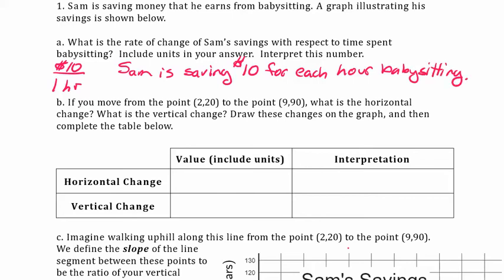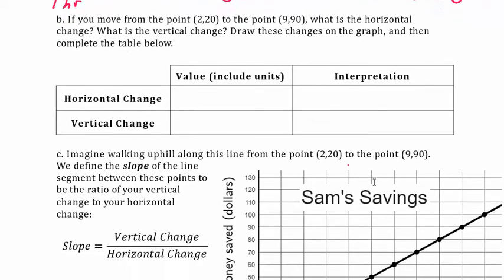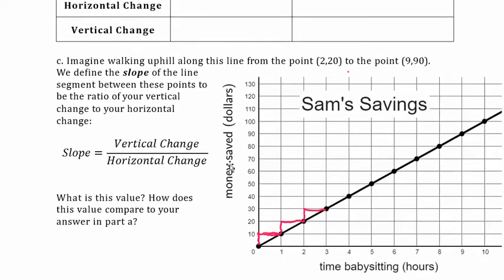Excellent. B, if you move from the point (2, 20) to the point (9, 90), what is the horizontal change and what is the vertical change? Draw these changes on the graph and then complete the table below. Let's go take a look at that. (2, 20) to (9, 90). Let's erase this. Okay, so we're going to go from the point (2, 20), which is right here, to the point (9, 90), which is right here. Okay, this is going to be a challenge to draw a nice straight line for you. Pretend like that's nice and straight. And then across this way.